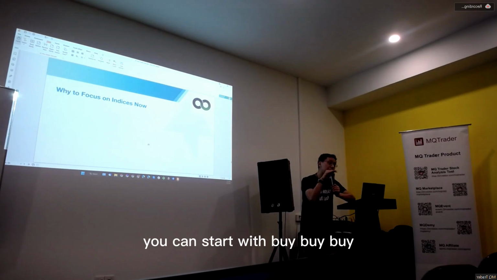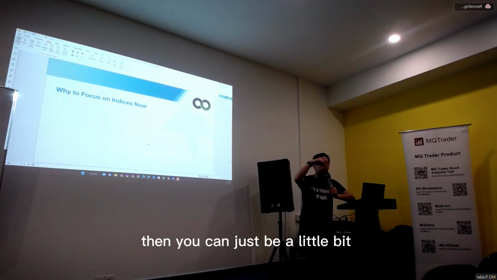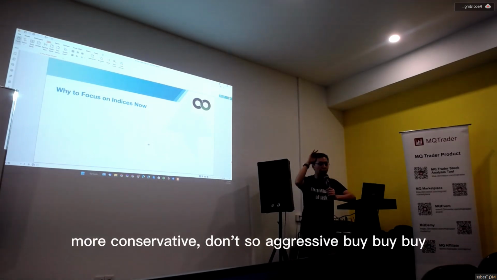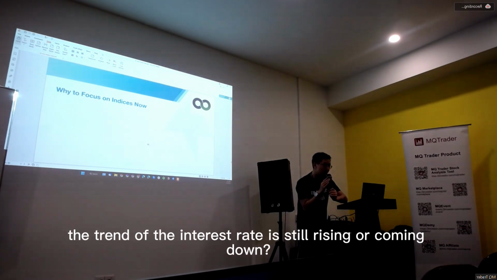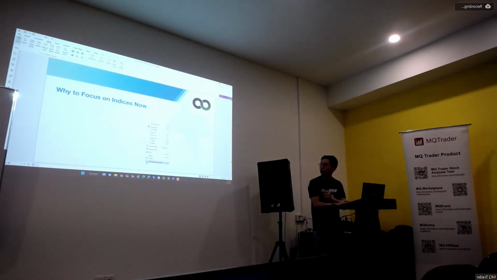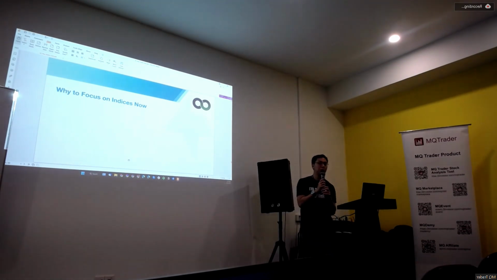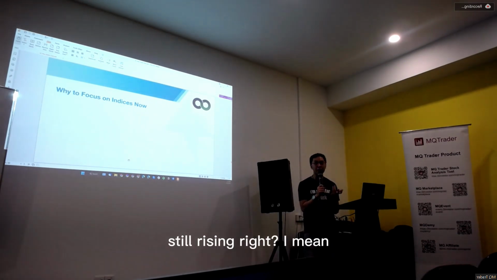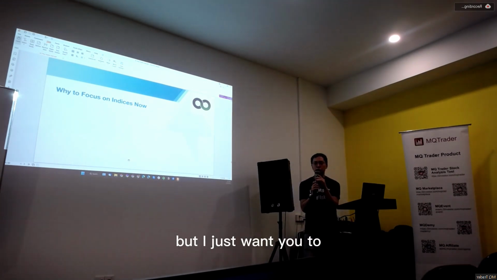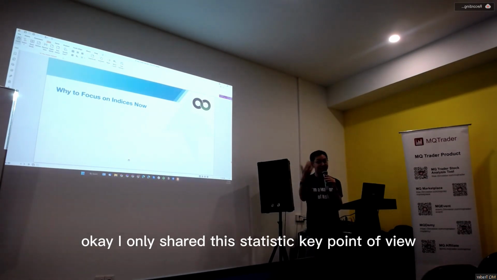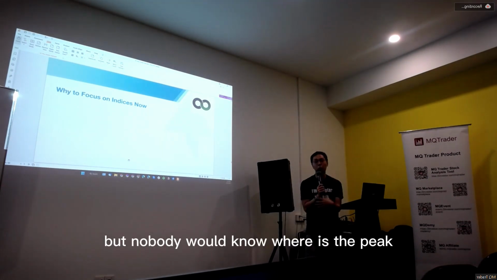So when it's at the bottom, that's a good time to start accumulating. You need to start looking for buys. When it's at a peak, you should be a little bit more conservative. You don't be so aggressive and buy. So right now, if you look at interest rates, is the trend still rising or coming down? Still rising, right? When it's going to peak, of course, we won't know. I can only share a statistical point of view, because nobody will know where it's going to peak.